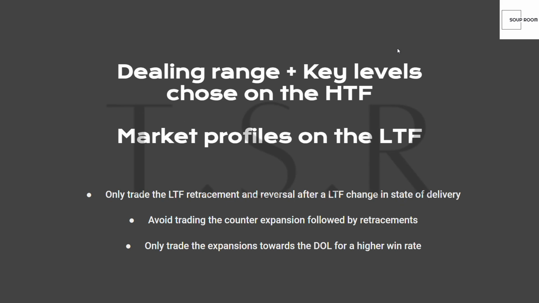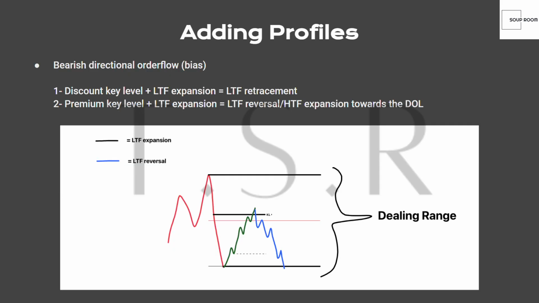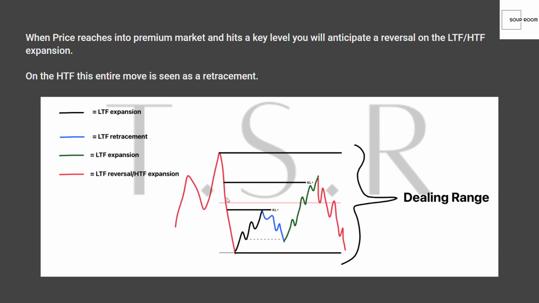Okay? Some more tips about the dealing range. So the dealing range and key levels must be chosen on the higher time frame. I already mentioned this. This is how you create your bias and narrative. The market profiles come from the lower time frame. Okay? Now, with that being said, use what I just mentioned before. A higher time frame retracement has lower time frame market profiles.